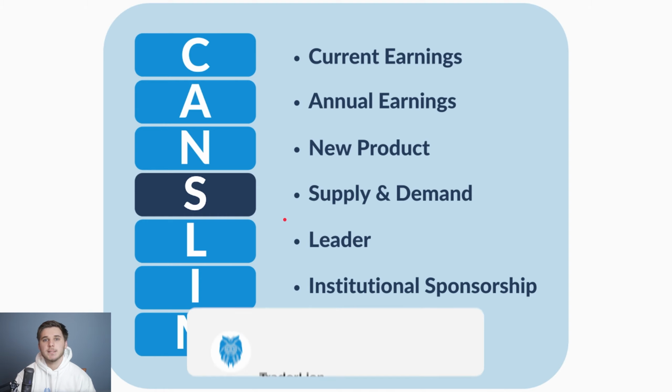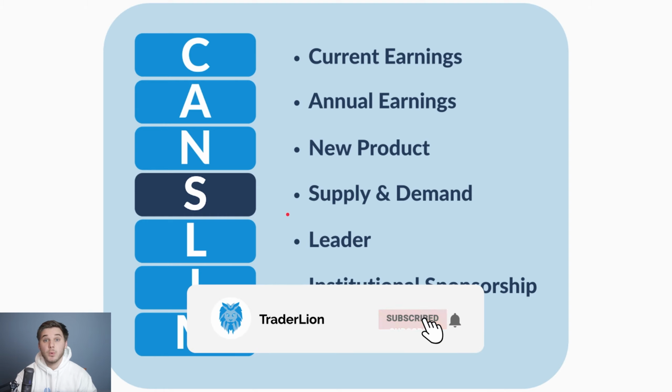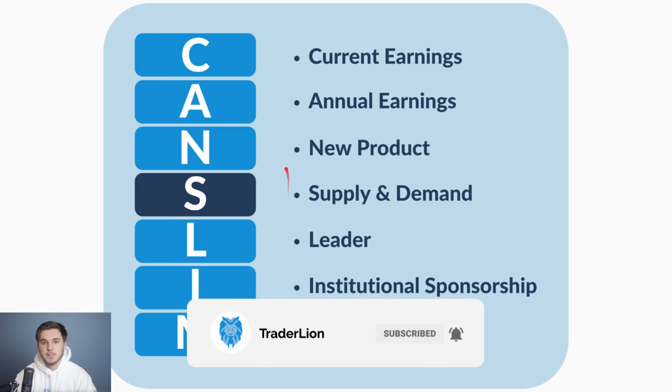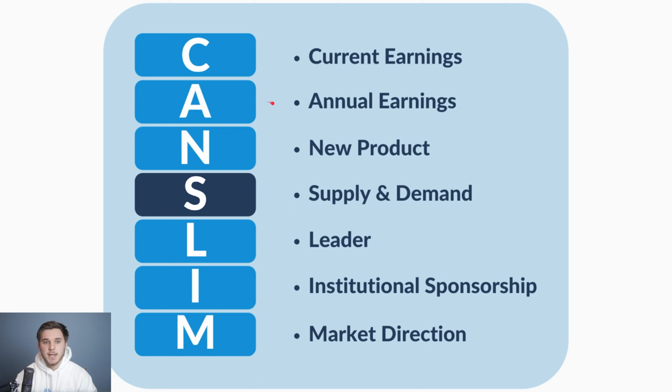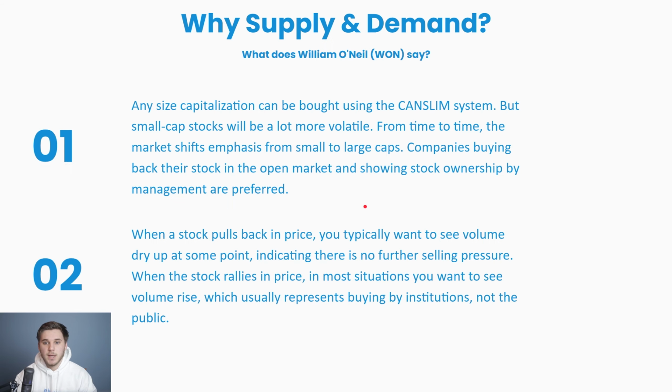And CANSLIM is a growth stock trading methodology developed by William O'Neill, the founder of Investor's Business Daily, with each of these letters standing in for a different important characteristic that he found the greatest winning stocks of all time, going back to the 1800s, share before and during their large price moves. So today our focus is on supply and demand.